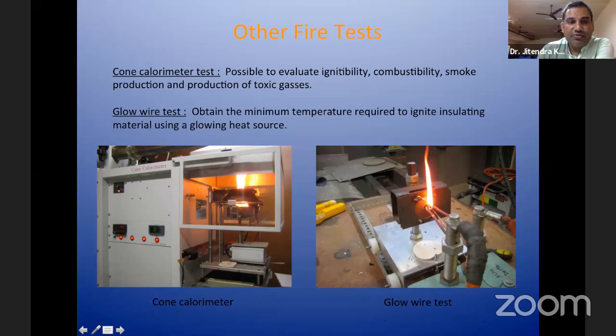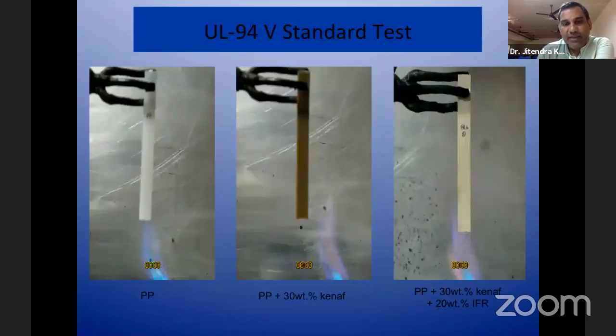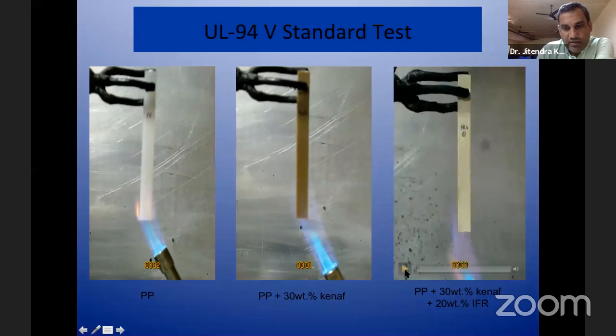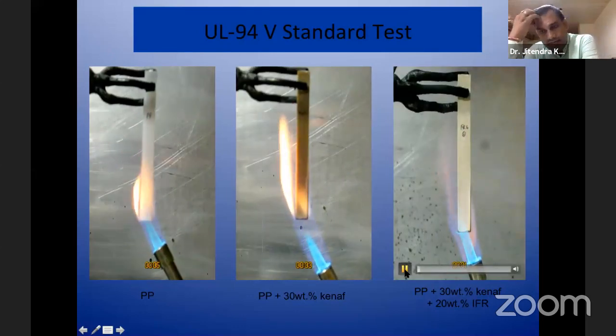So these are the two other tests which are possibly used in the design of that particular material. You can see here I am using polypropylene with 30% filler, and we use the IFR in that particular material. So you can see how adding some nano fillers in that particular one makes the material behave differently.